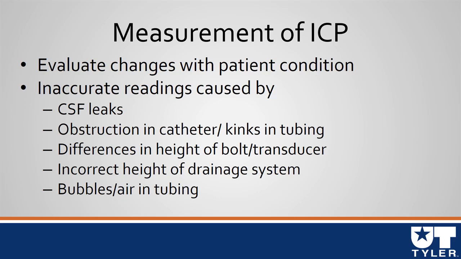Inaccurate ICP readings can be caused by CSF leaks around the monitoring device or obstruction of the intraventricular catheter or bolt from tissue or blood clots. It can also occur with kinks in the tubing, a difference between the height of the bolt and the transducer, and incorrect height of the drainage system relative to the patient's reference point. Also, bubbles or air in the tubing can dampen the waveform.